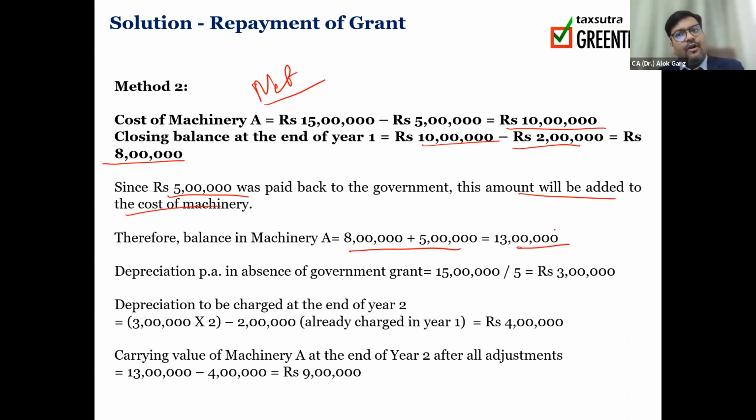If such grant would not have been there, what would be the depreciation? Of course, 15 lakh will be the cost of the asset, and per annum depreciation will be 3 lakh rupees. And what will be the depreciation for 2 years? 3 lakh multiplied by 2, 6 lakh rupees.